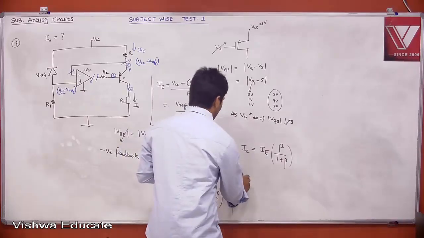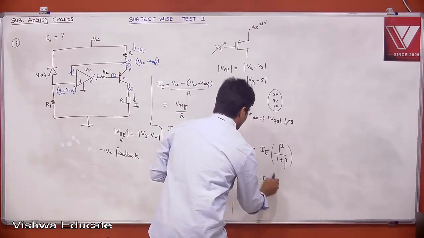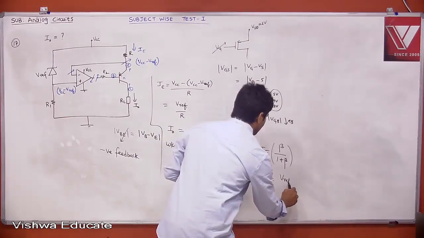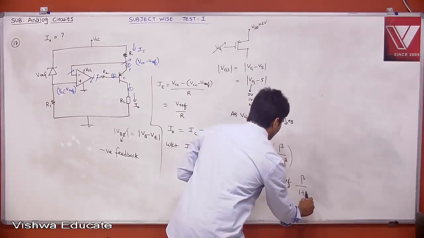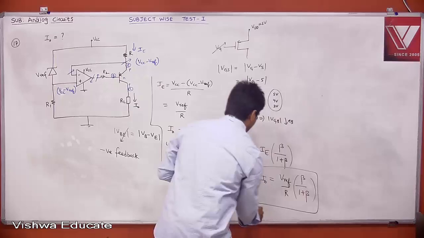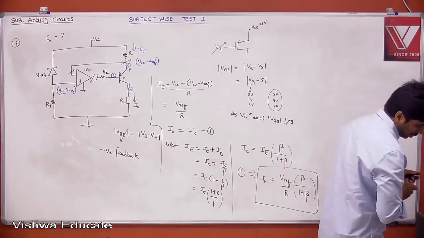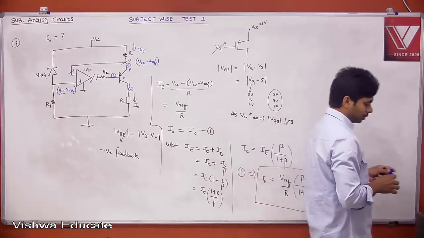Therefore, what is your I naught? I naught is equal to IE. What is IE? Which you already calculated, which is nothing but Vref divided by R into beta by 1 plus beta. This is the answer. Simply KCL, KVL. What is the answer? Answer is B. Done.